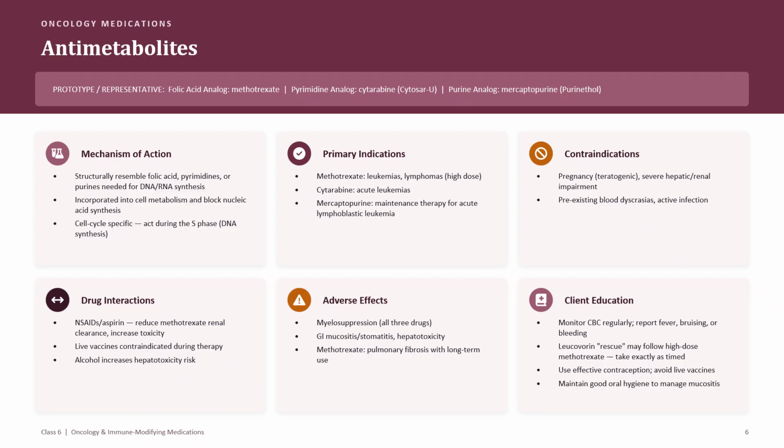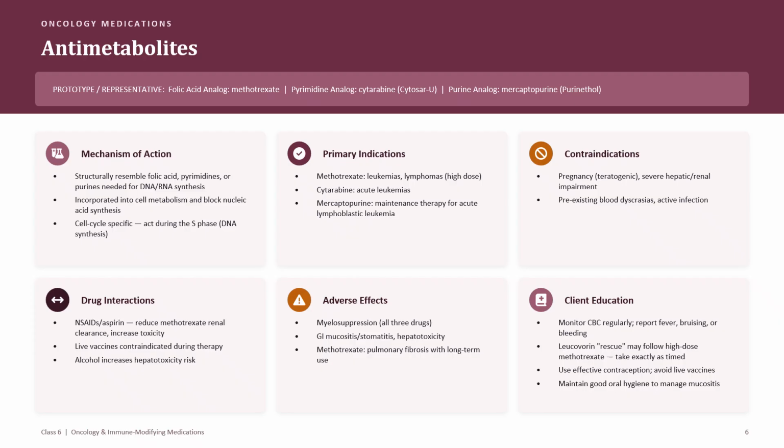Okay, so back to anti-metabolites. There are 3 prototype medications for anti-metabolites. These are methotrexate, cytarabine, and mercaptopurine. And here's the trick to understanding all 3 of these medications without memorizing them separately.